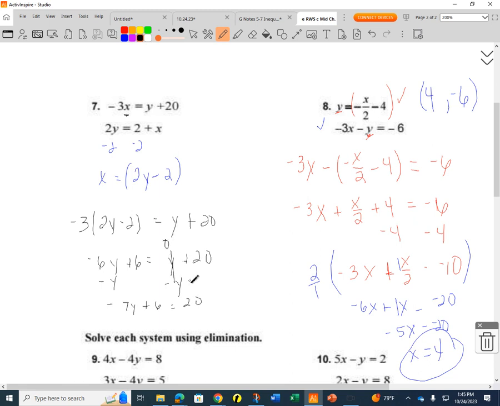Now I have subtract 6. I got to go up because I ran out of room. Now I have negative 7y equals 14. Divide both sides by negative 7, and y equals negative 2. So now I have one solution. The y coordinate is negative 2. What do I do to find the x coordinate, Jacob?